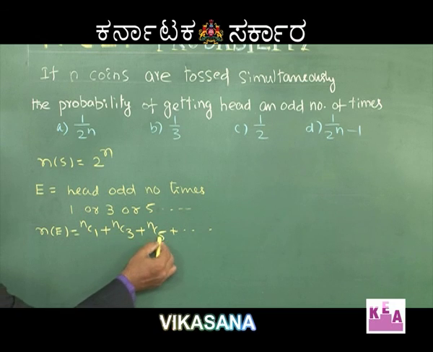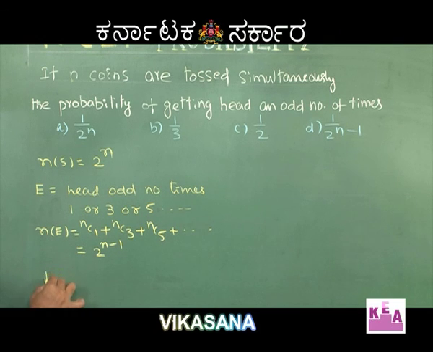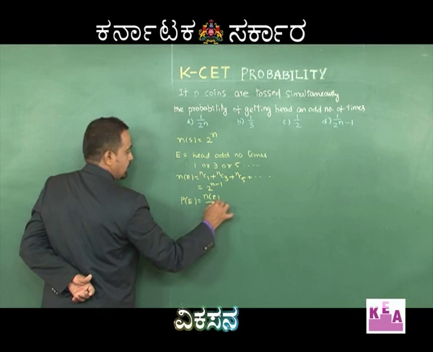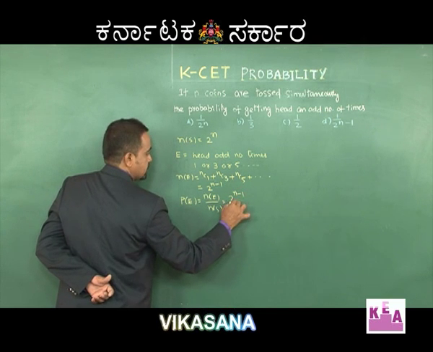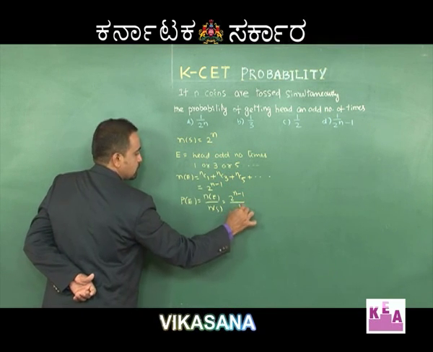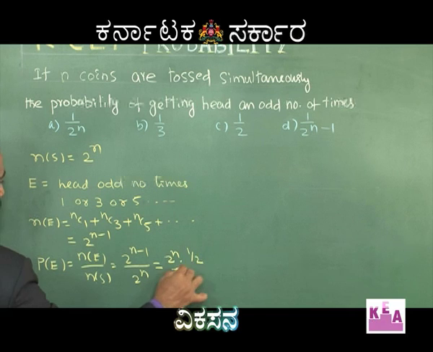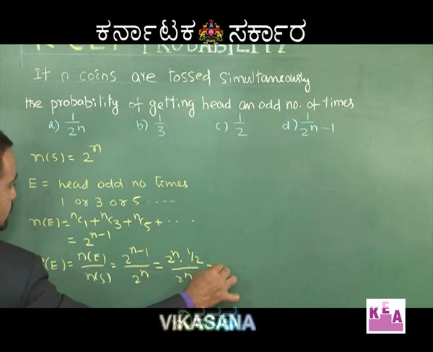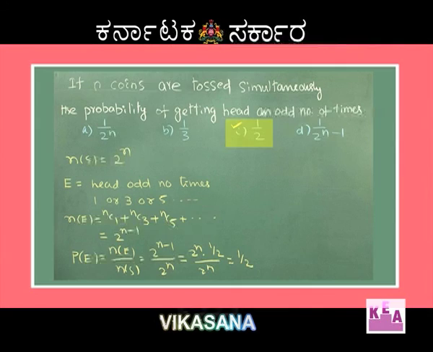This is the sum of all binomial coefficients of odd terms. This sum is 2 power n minus 1. Now, by the classical definition of probability, n of E by n of S. n of E is 2 power n minus 1, divided by n of S, 2 power n. This is 2 power n into 1 by 2, divided by 2 power n. This is 1 by 2. Therefore, C, 1 by 2, is the correct option.